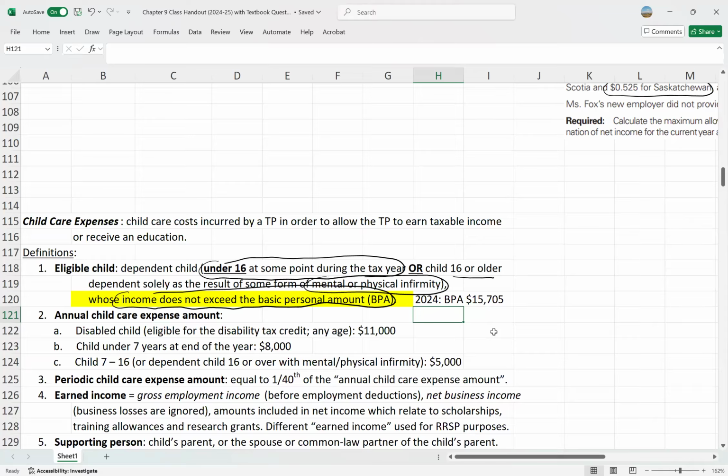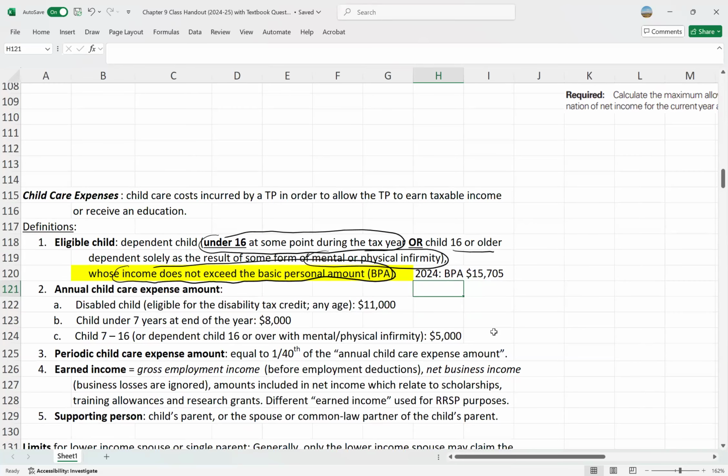Number 2, this is what the government says should be the maximum. If the child is disabled, regardless of their age, then the maximum that you can claim is $11,000 for that child. If the child is under 7 at some point during the year, the maximum that you can claim is $8,000 for that child. If you have 2 children under 7, then it'd be 8,000 times 2. If the child is between 7 and 16, or if they're over 16, but once again with the mental or physical infirmity, then the maximum you can claim for that child is $5,000. So these annual amounts are set by the government.